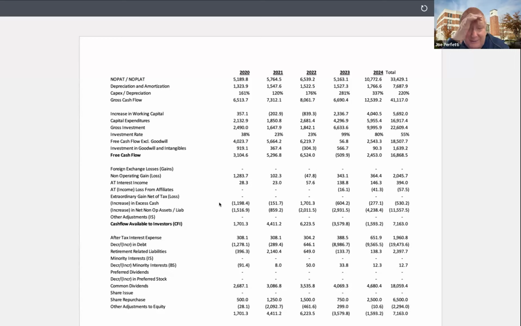All right, you got 7 billion in CFI. Talk to me about the debt and the equity. Yeah, so moving on to the debt and equity. In 2020 they had a 1.27 billion increase in debt, and then moving on to 2024, you can see this substantially move to 9.56 billion. So they're increasing their debt significantly. We can also see common dividends going from 2.68 billion in 2020 to 4.68 billion.